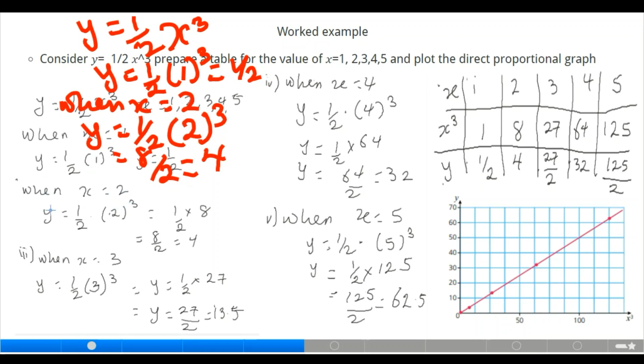Okay, now let's look at the third one. For the third one, x equals 3, what is y? So we have 1 over 2, then 3 raised to power 3, right? Because this is x.